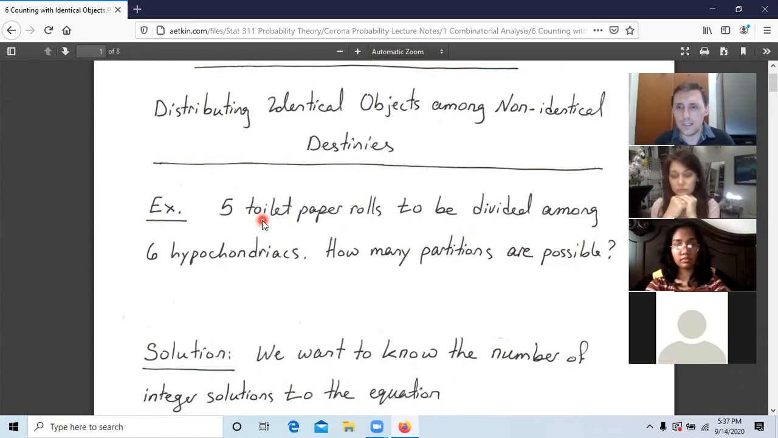Good? It's different from the multinomial coefficient, because in the multinomial coefficient, what do we have? We have non-identical objects distributed among non-identical destinies. Does it make sense?